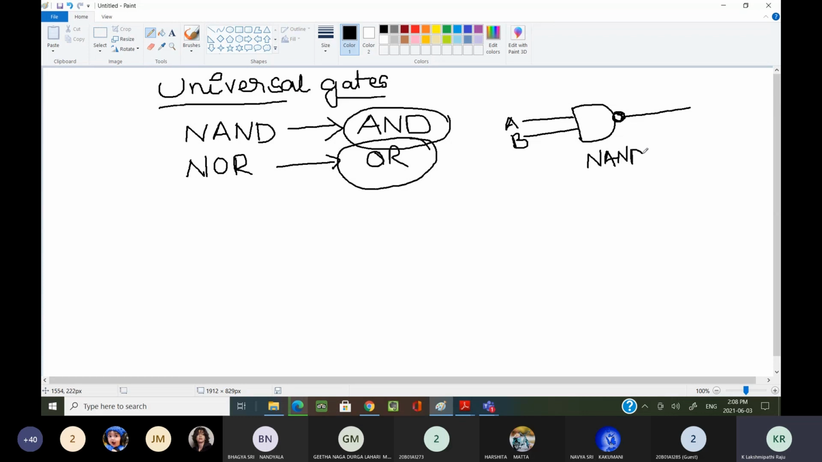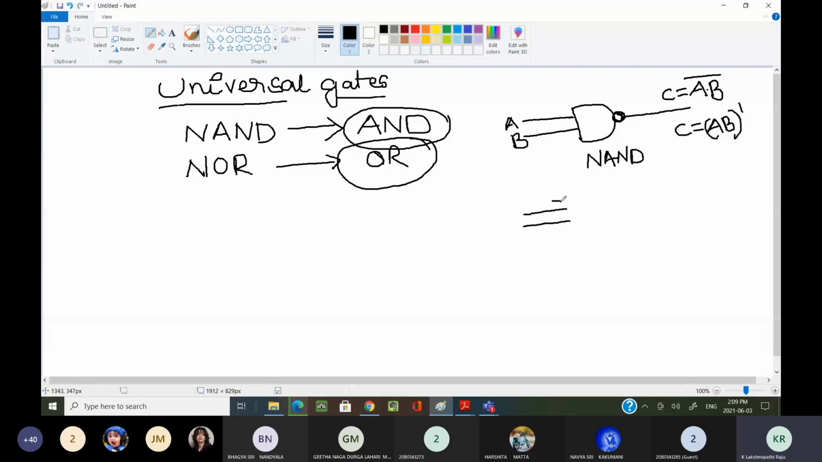Now coming to the logical expression point of view, in the morning class I have not explained the logical expression. From the logical expression point of view, a dot b is the logical expression for AND. Here we are seeing NAND, a dot b whole complement, or you can write it as ab whole complement. C is equal to ab whole complement.